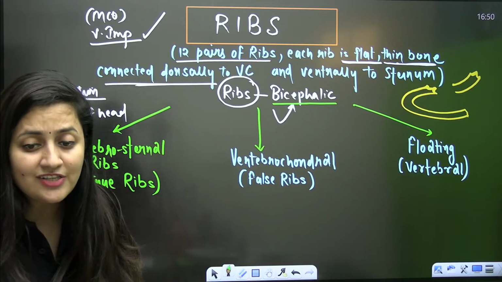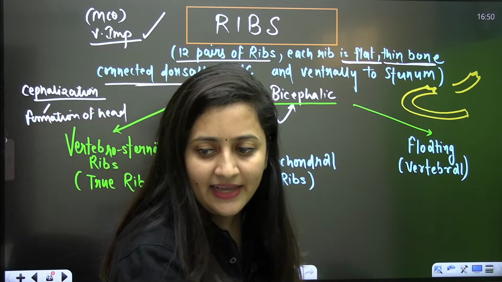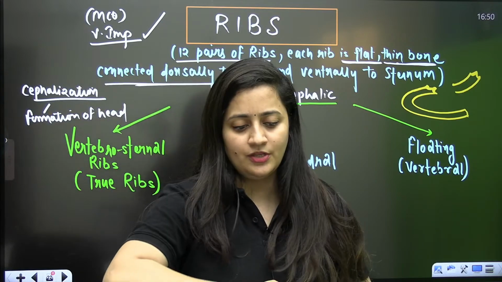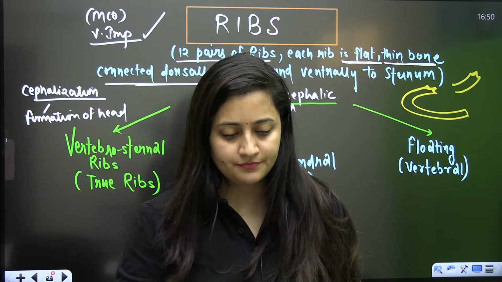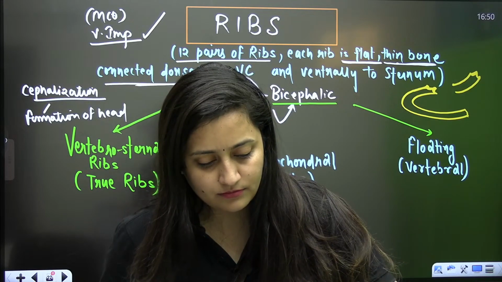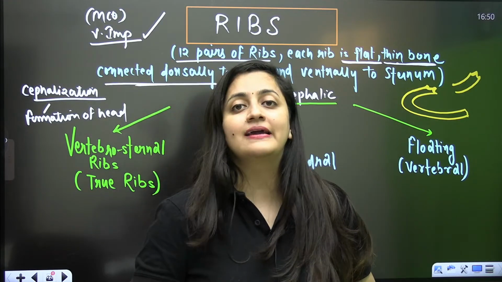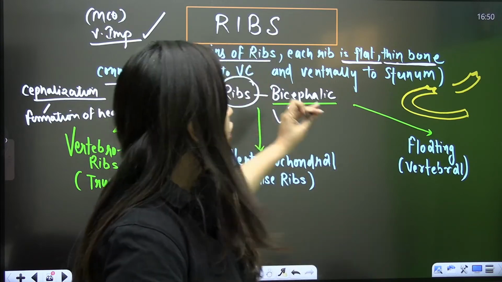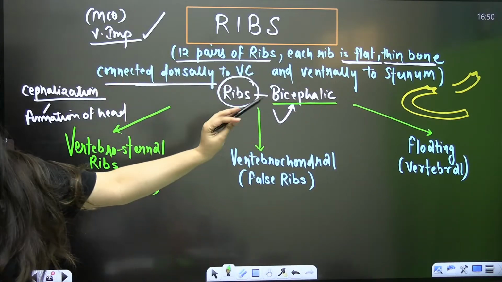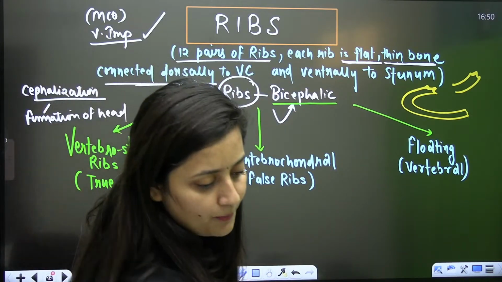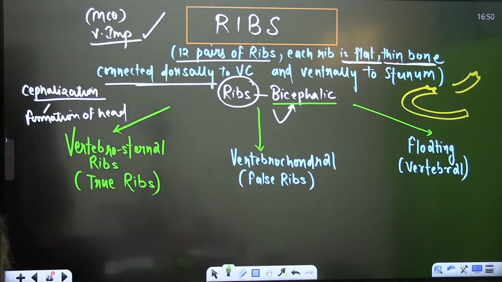What is the word? Everyone just type it in the chat section quick. Bicephalic. Ribs are what? Bicephalic. Two heads are there, or 2 points for articulation. That's what you need to remember.